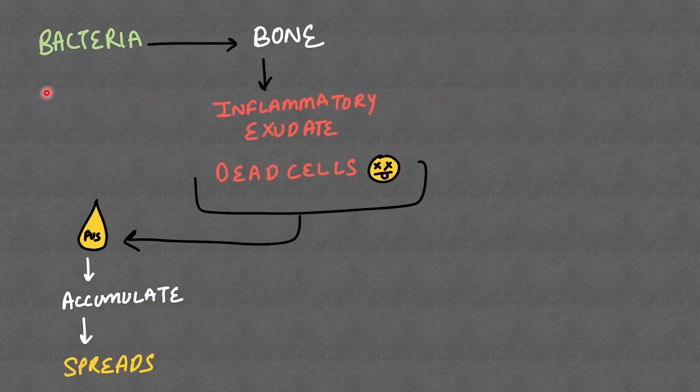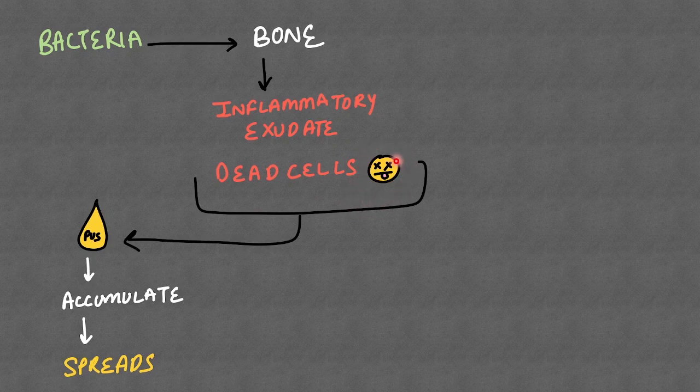Now we will talk about the pathophysiology of bone infection. The bacteria which has accumulated in the metaphyseal region of the bone will cause an inflammatory response, due to which inflammatory exudate will be formed in the bone. Now what is inflammatory exudate? It is nothing but dead cells. The neutrophils come and try to engulf the bacteria and decrease the spread of infection. They die in the process and they form the inflammatory exudate.